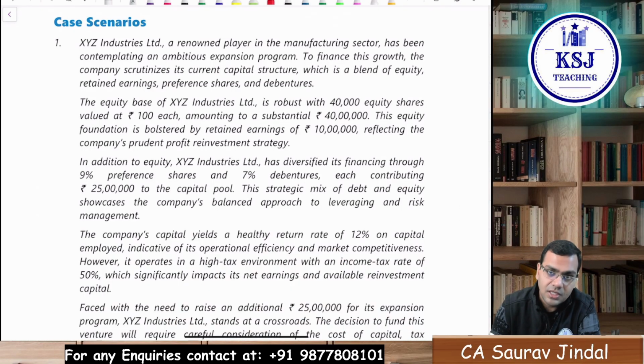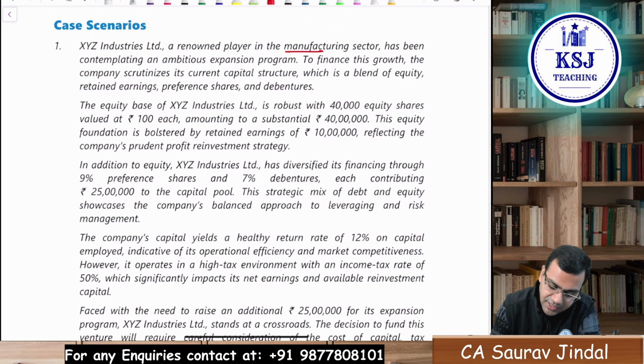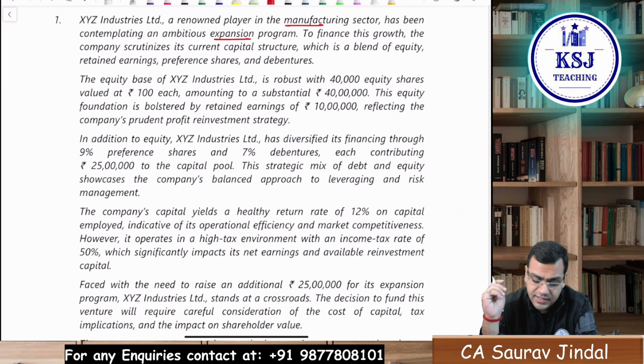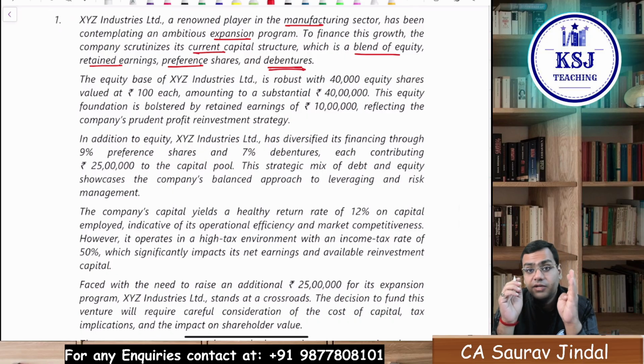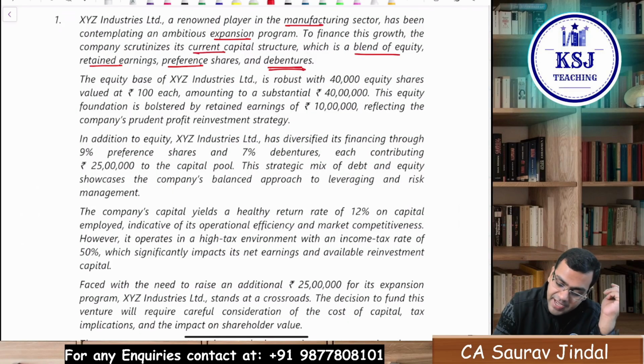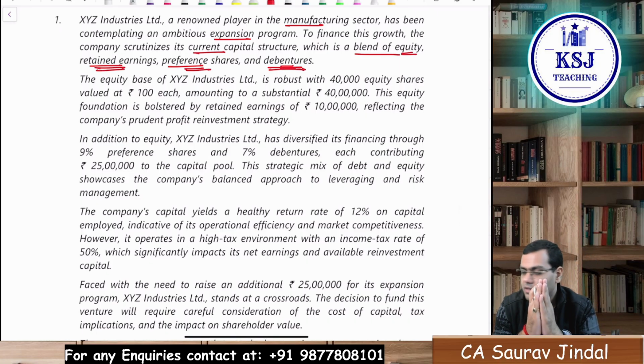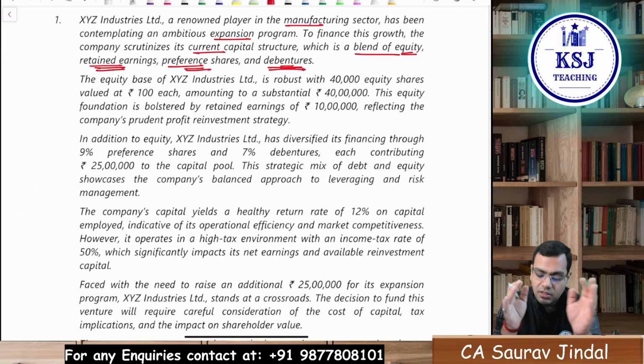XYZ Industries Limited, a renowned player in the manufacturing sector, has been contemplating an ambitious expansion program. To finance this growth, the company scrutinizes the current capital structure, which is a blend of equity, retained earnings, preference shares, and debentures. So that means in the current capital structure, they have all the four elements, right? They have equity, retained earnings, preference shares, and debentures. This is about the current capital structure.